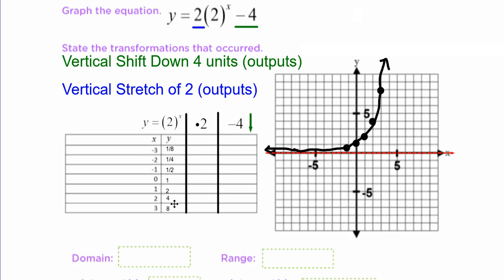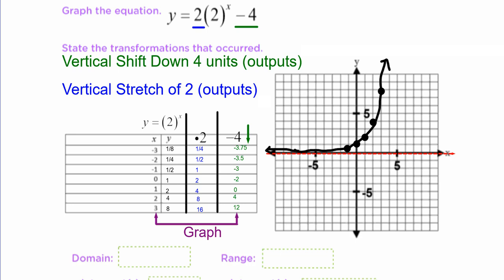So we take all these y values that we have here in our table from the parent function, and we multiply them by 2, and we would get 1/4, 1/2, 1, 2, 4, 8, and 16. Now we take those values and we apply the vertical shifting down of 4, so we're going to subtract 4 from each of those values. And so we've got our -3.75, -3.5, -3, -2, 0, 4, and 12.